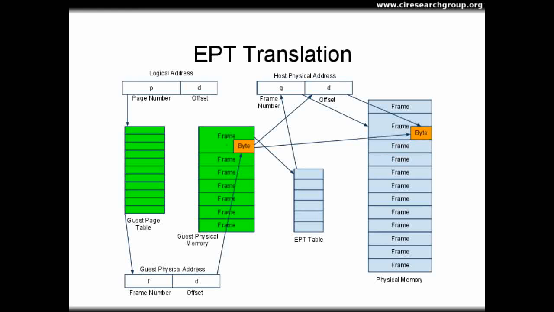Once this translation is performed, the physical memory address is generated by combining G and D, where D is the original, unchanged offset into the page. It is important to note that this entire process is performed by the CPU without switching to the host OS or hypervisor.